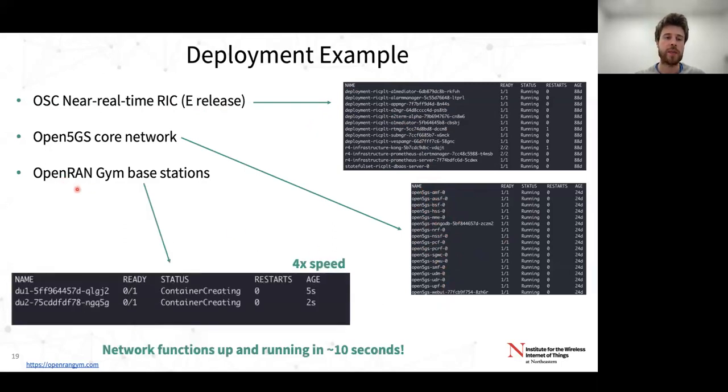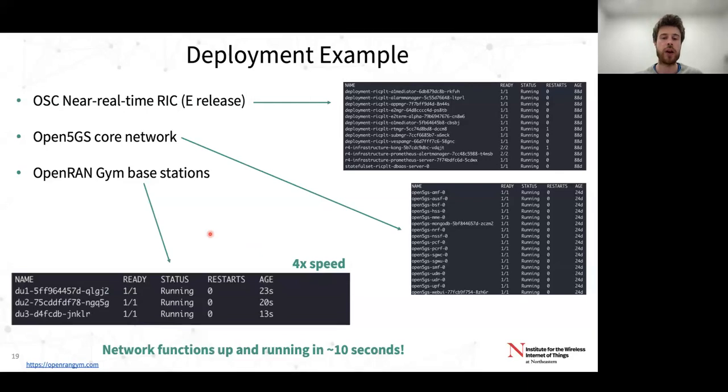But then we can have some base stations that are provided by an open source tool that we call OpenRANGym to deploy the base stations of the network. And all of this basically allows us to start a cellular network in a matter of tens of seconds, for example, which is really great if you think that the operator can come in with a request, and within 10 seconds, we can deploy and fulfill the request.